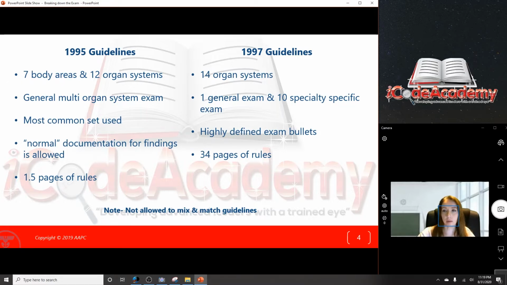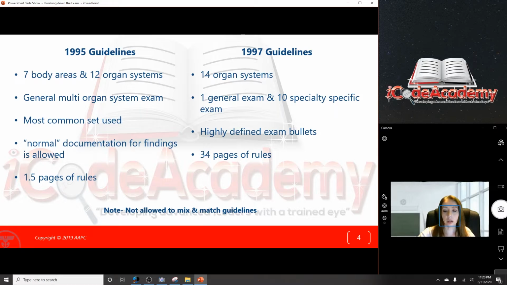In contrast, we have our 97. Here you can see we have a total of 14 organ systems and no body areas that are recognized under this set of rules. There's 1 general exam as well as 10 very specific specialty exams under this set of guidelines. This really has highly defined elements which are found within the exam bullets. And we have about 34 to 35 pages of rules and guidelines.